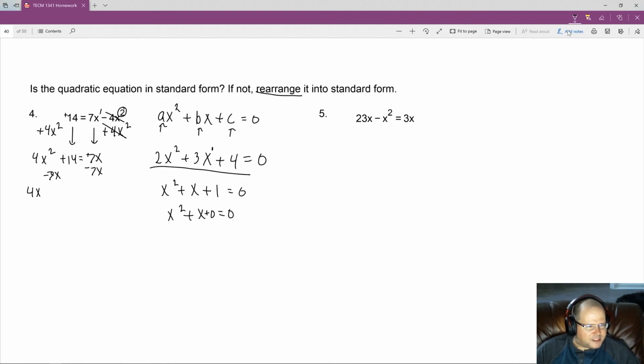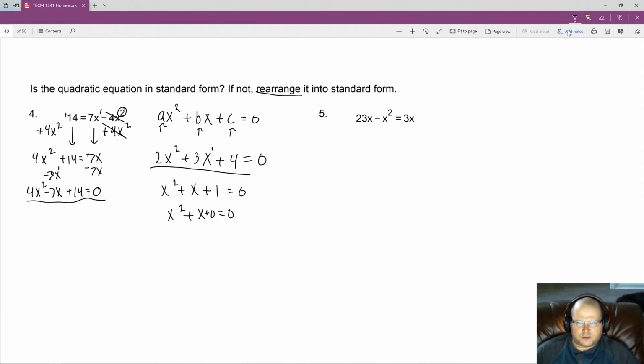Now, you might be tempted to combine the 4x squared and subtract the 7x, but these are not like terms. One of these has a 2 exponent, the other one has a 1 exponent, so you have to keep those separate. And then you have a minus 7x, and we add the 14, and 7x minus 7x is 0. 7 minus 7 is 0. And now it is in fact in standard form.